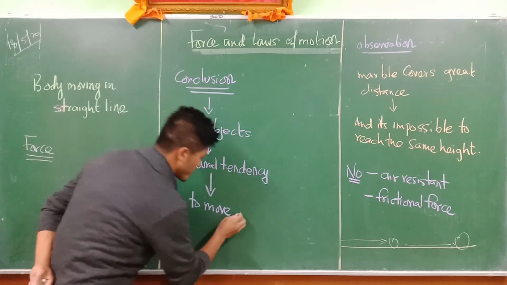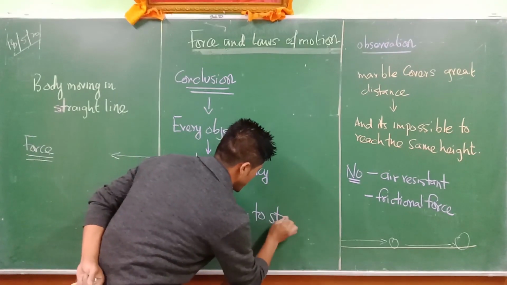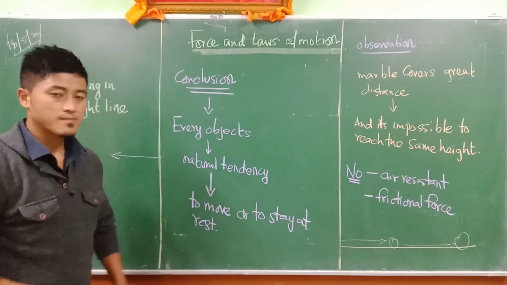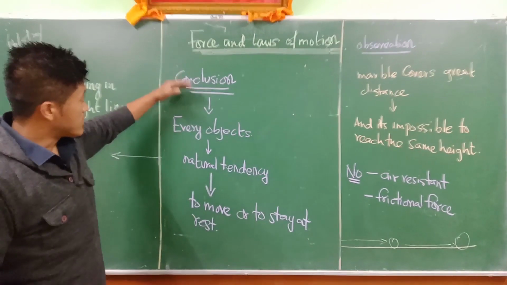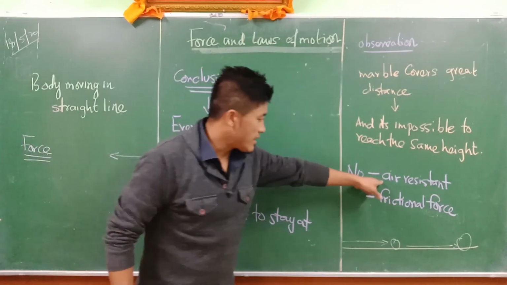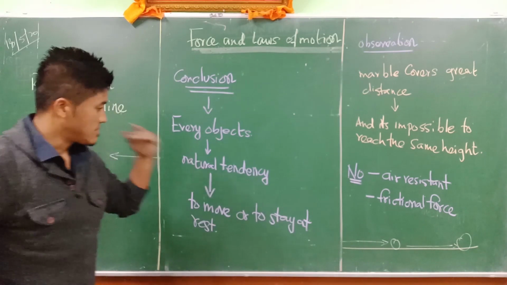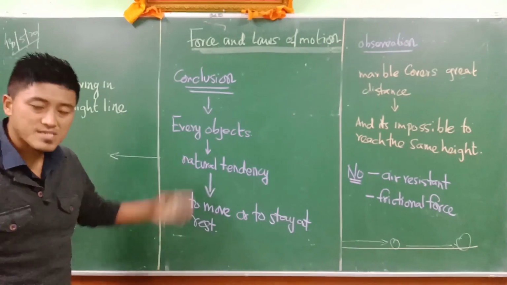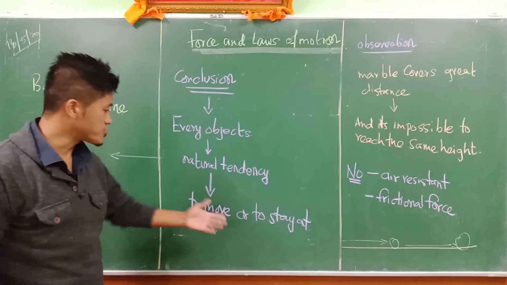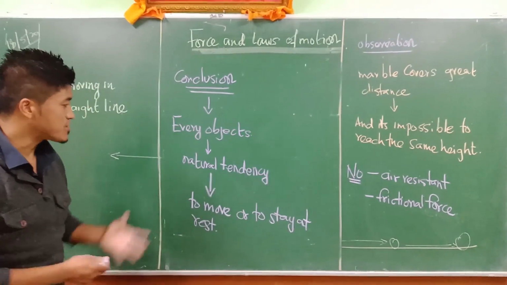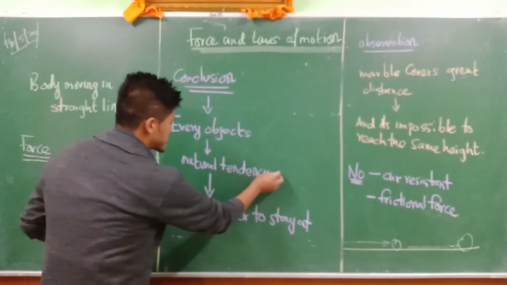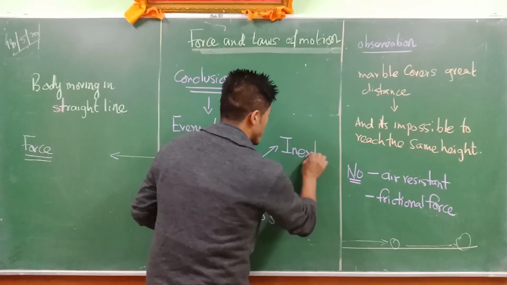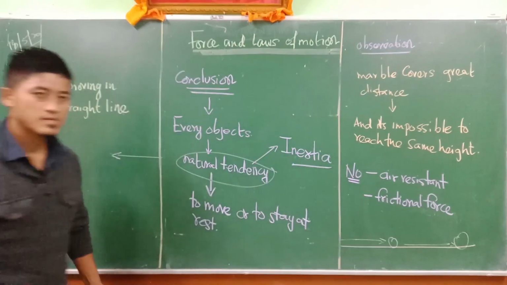Every object has its own natural tendency to move or to stay at rest. Galileo's conclusion was based upon the absence of air resistance and frictional force. He confirmed that any kind of object has its own natural tendency, or ability, to move or to stay at rest. And this particular ability or natural tendency is what we call inertia.